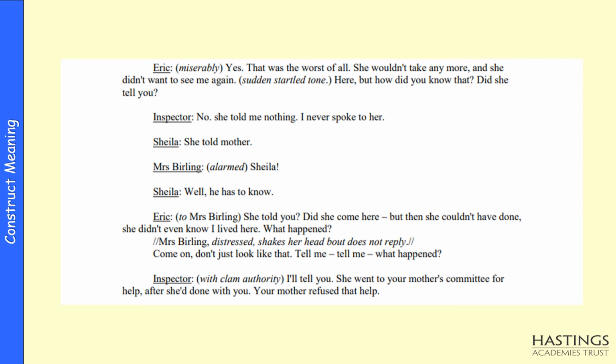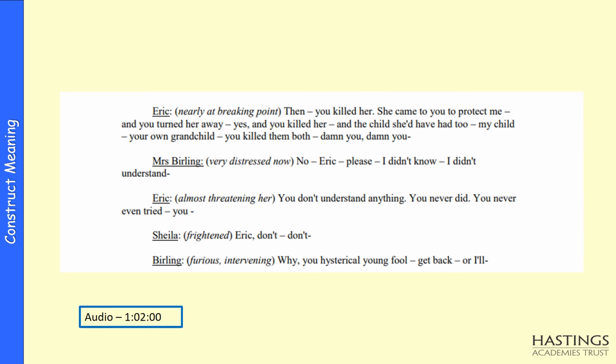Tell me what happened. After she'd done with you, she went to your mother's committee for help. Your mother refused that help. Then you killed her. She came to you to protect me, and you turned her away. You killed her. And the child she'd have had too. My child. Eric, please. You killed them, Eric, both. Please. Damn you. No, Eric, I don't... didn't understand. You don't understand anything. You hysterical young fool. You never did. You never even tried.